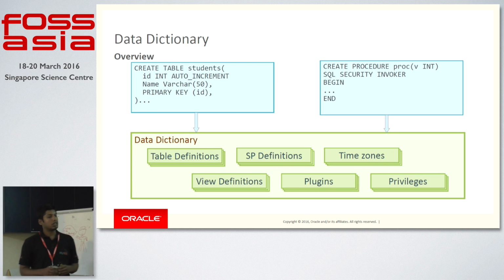So this is the basic diagram of our overview. Whenever we create a table or stored procedure or any database object, the data dictionary basically stores all the metadata for the database object.